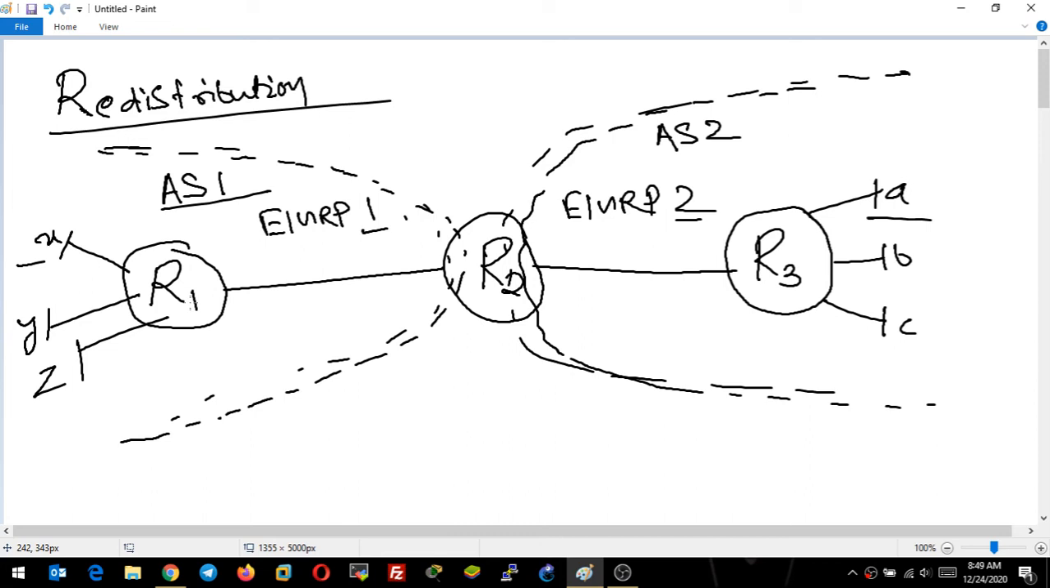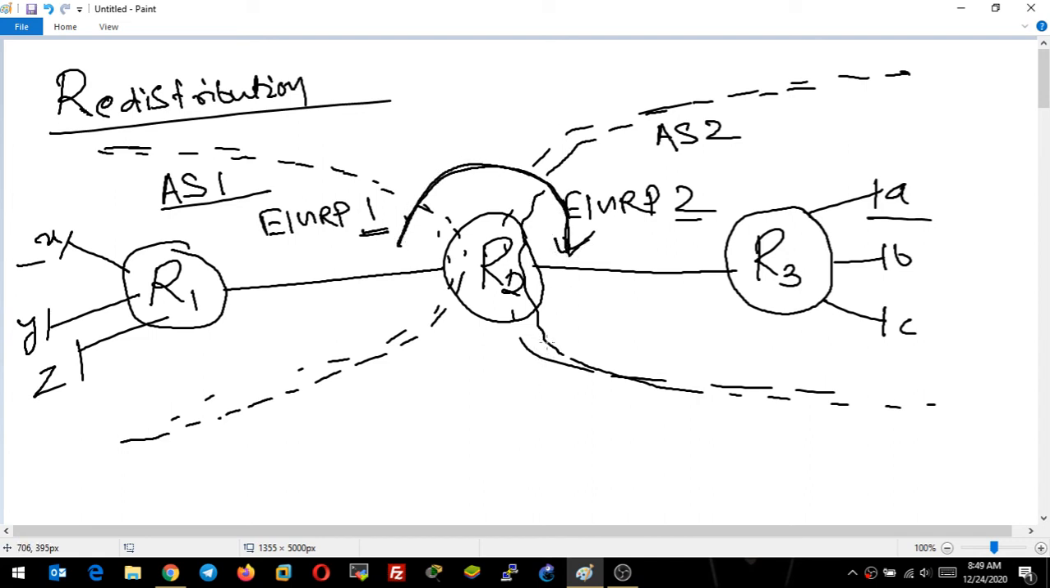So in this R2 router, what we have to do right now? Right now at R2 we have to use one process. That process is known as redistribution. So what will we exactly do by using redistribution? We will redistribute the routes being received from EIGRP 1 to EIGRP process 2. The routes whoever received at EIGRP process 1 or autonomous system 1, we will inject them to EIGRP process 2.